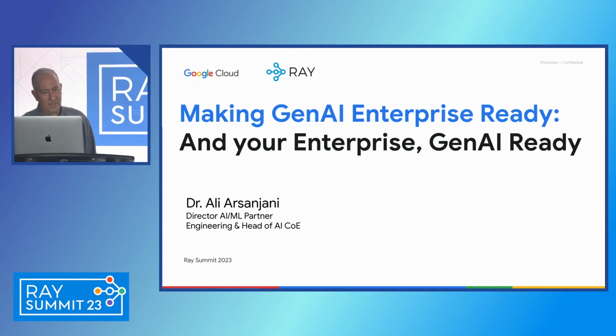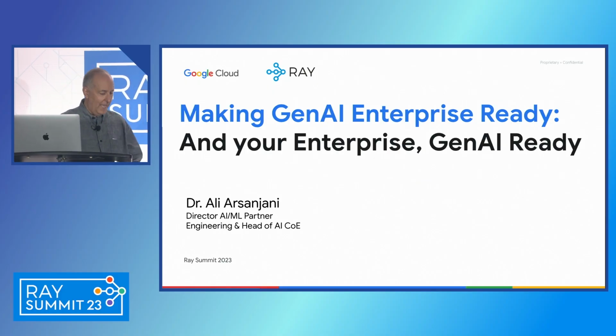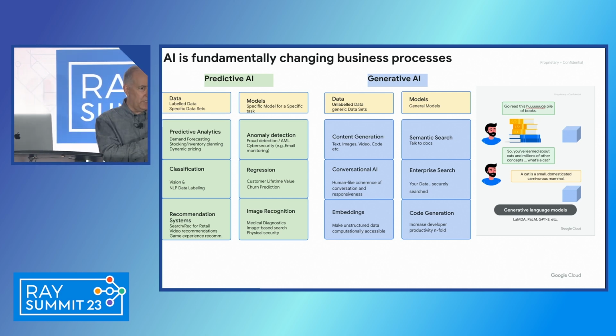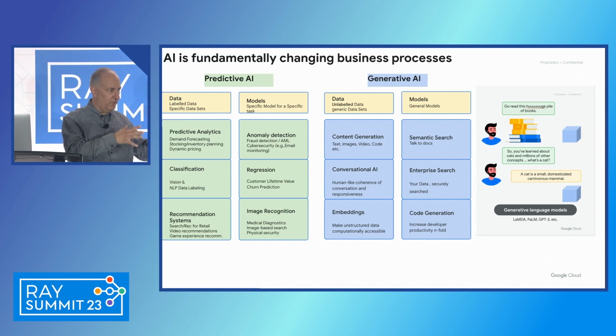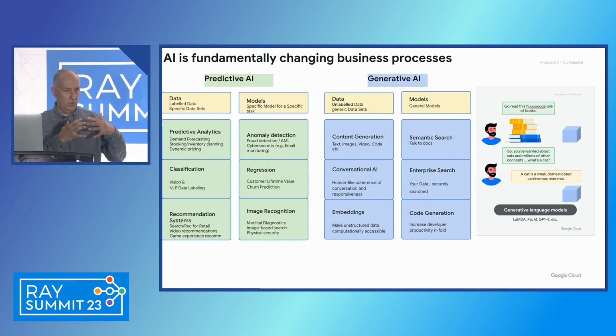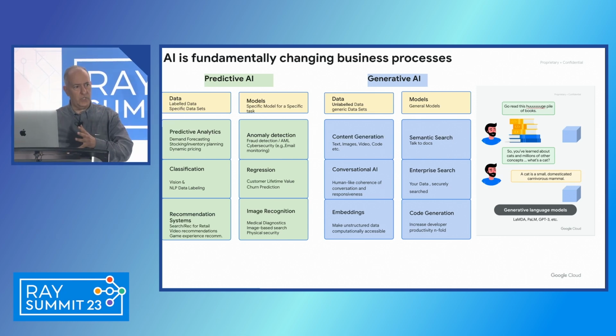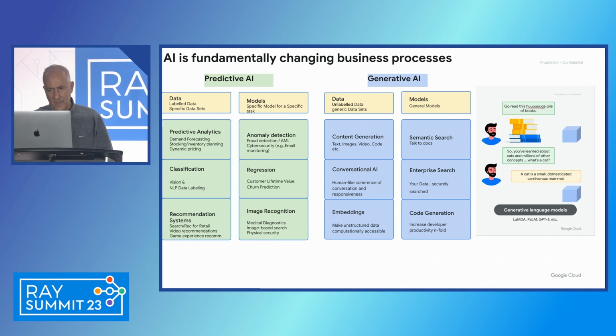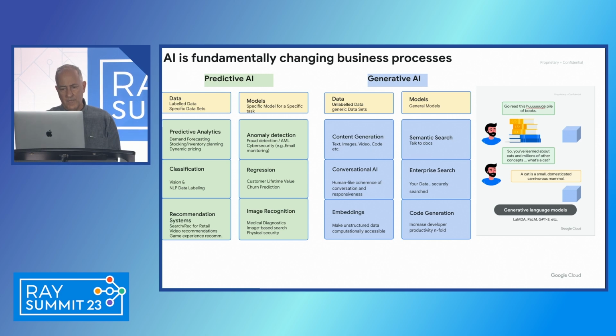This session is going to be about making generative AI enterprise ready and making your enterprise GenAI ready. So basically, just to level set everyone, we distinguish between predictive and generative AI. Predictive AI we've been doing, in the same way we've been doing numeric AI. NLP evolved into generative AI, basically giving us the ability to create conversation, etc. We have now moved to embeddings and different types of enterprise search, semantic search, etc., and code generation.